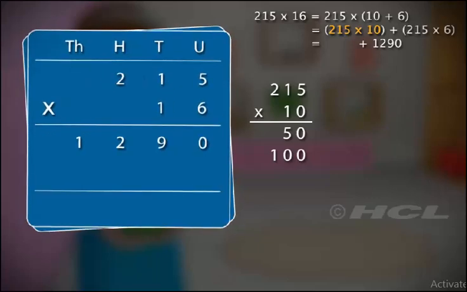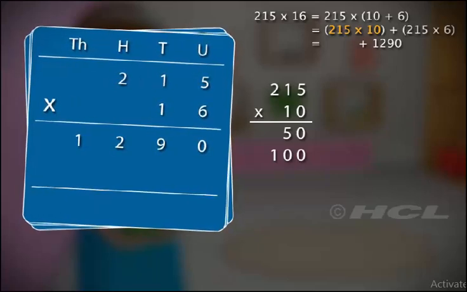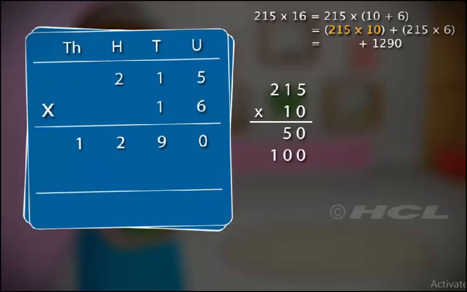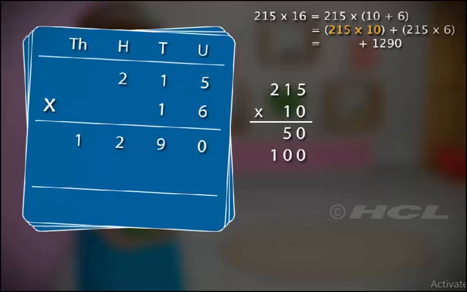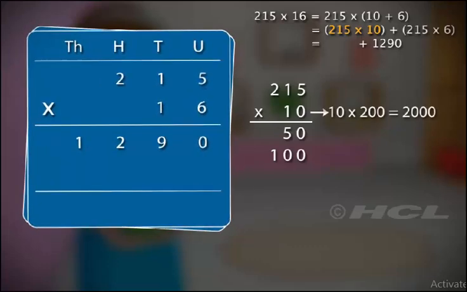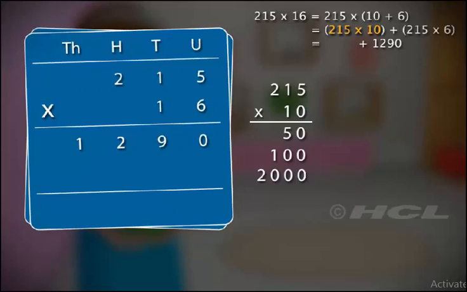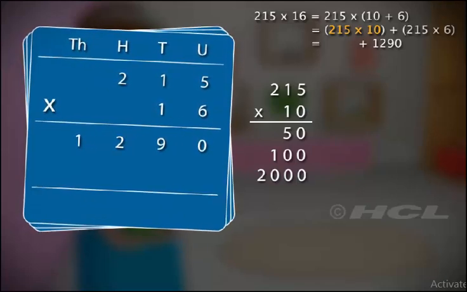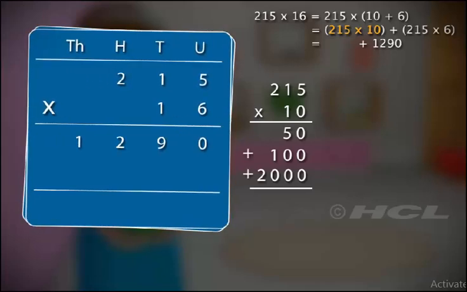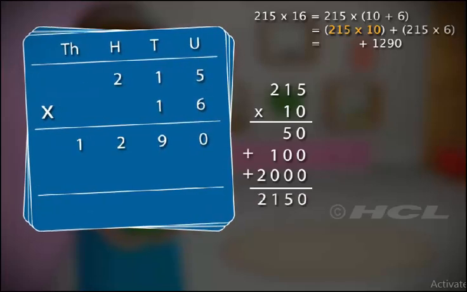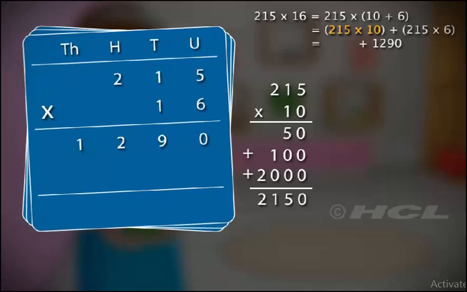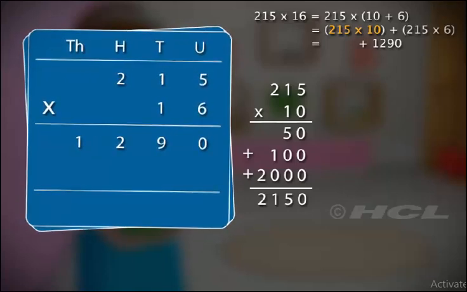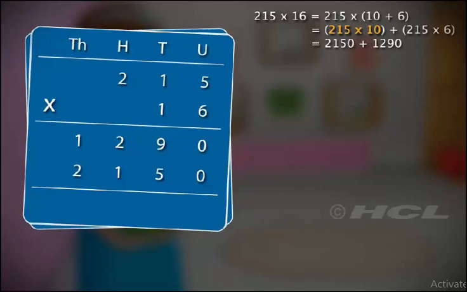Lastly, multiply the hundreds digit of 215, 2, by 10. The value of 2 is 200. So we multiply 200 by 10. 10 times 200 is 2000. We have three products. Adding these, we get 2150. This is the second partial product we get from multiplying by the tens. Move it to the main table.